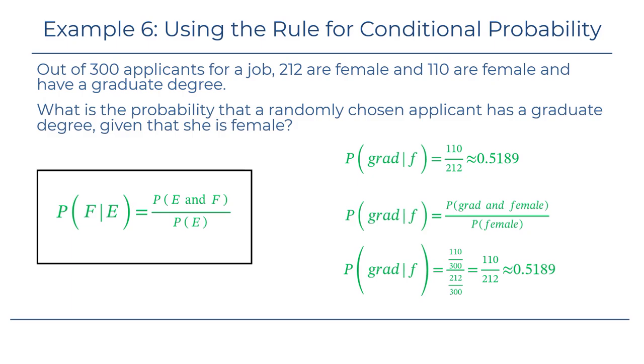So you might be asking, great, why do I need this new conditional rule for probability? And that is, if we're not given these raw numbers and we're just given the probabilities themselves, you would not be able to determine the result without using this formula.